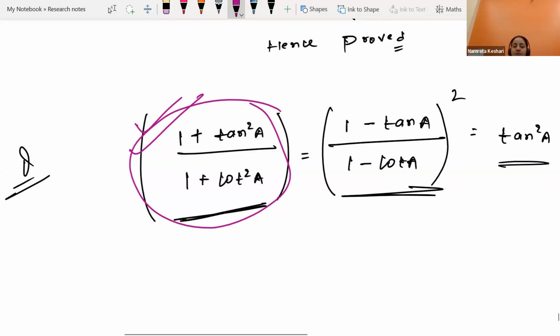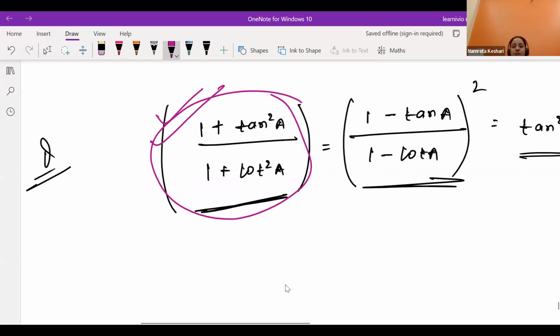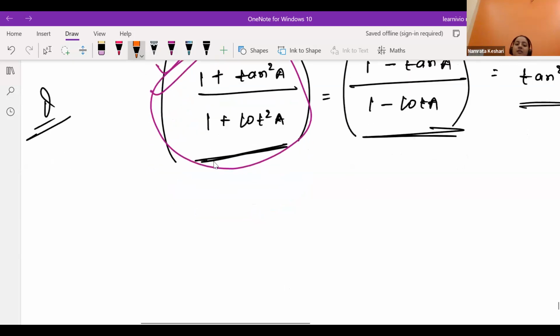What did you get? Tan square A. Everyone got the same? Have you got tan square a? Yes, ma'am. It will be tan square a.